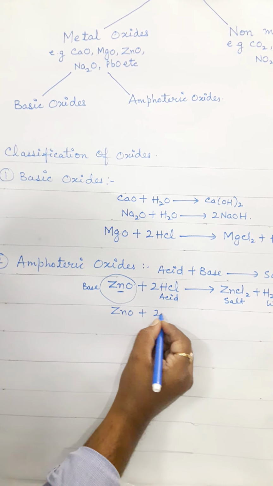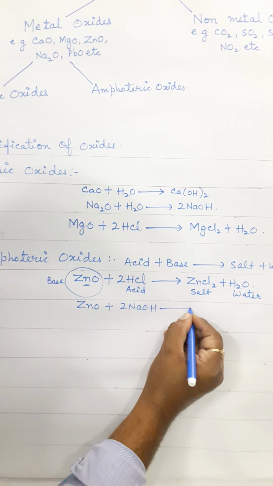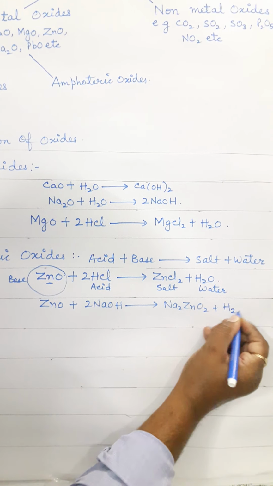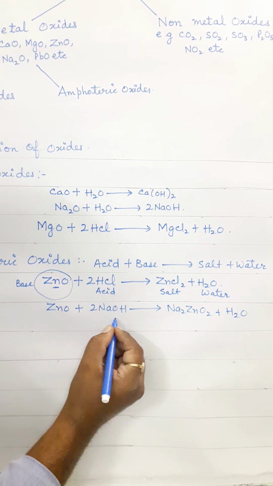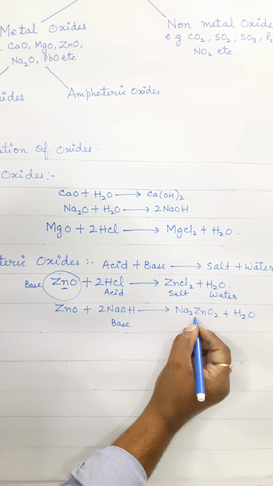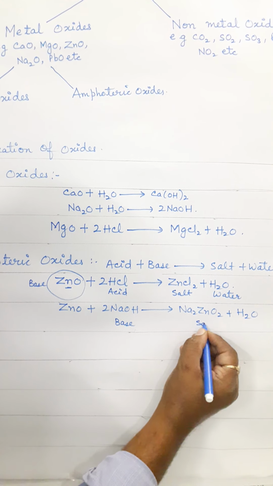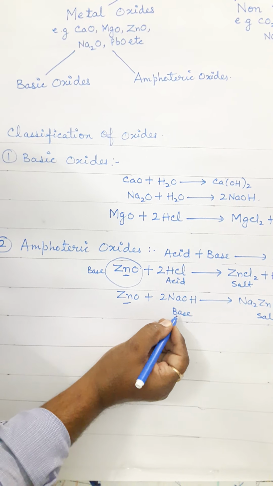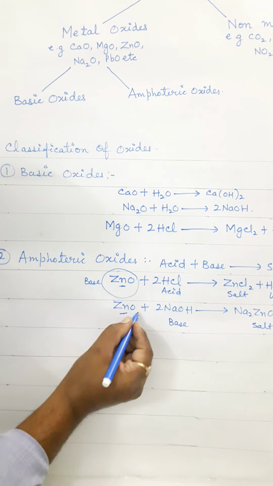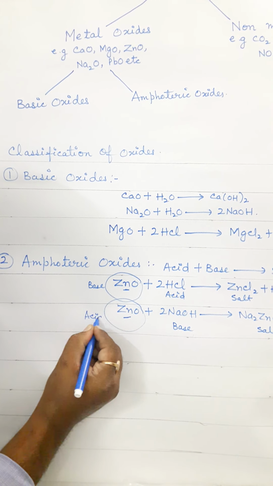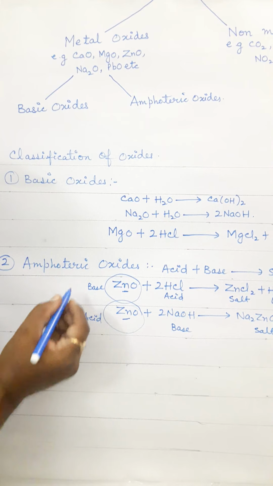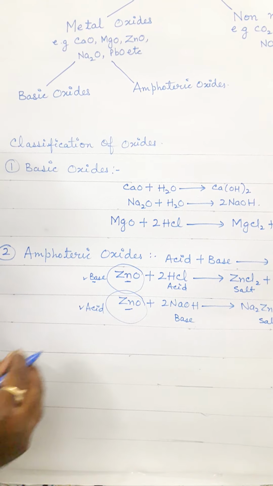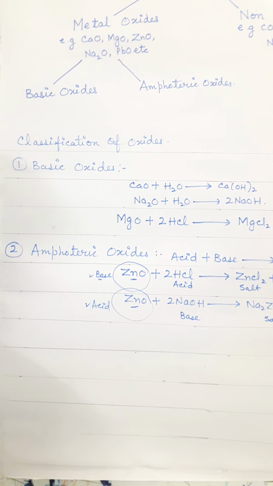ZnO plus 2NaOH will give Na2ZnO2 plus H2O. Now in this, NaOH is a base, Na2ZnO2 is a salt, and H2O is water. Now any compound which reacts with a base to form salt and water only has to be an acid. So here you can see that zinc oxide in certain reactions is acting as a base, and in certain reactions it is acting as an acid. So such a metal oxide is called an amphoteric oxide.